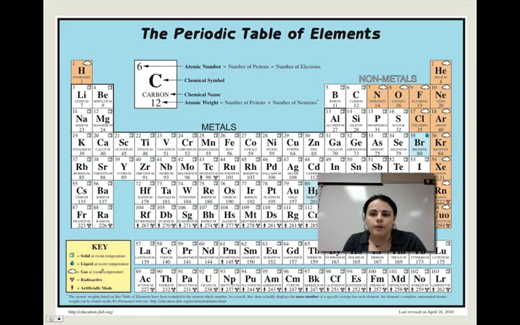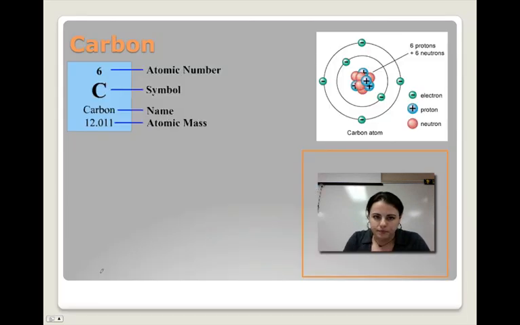The periodic table, we have to learn how to read this. There's a lot of numbers and there's a lot of organization to it. You will get most of that in chemistry, but let's just talk about what the numbers mean. So find your picture of carbon. The top number in the periodic table is the atomic number. This equals the number of protons. This tells you how many protons the atom has. So carbon has 6.